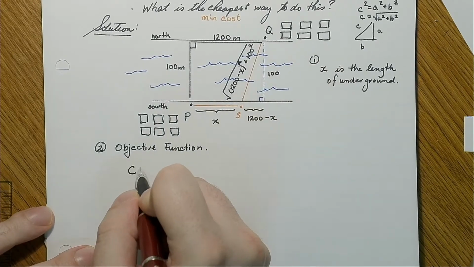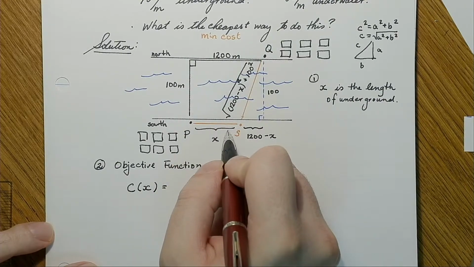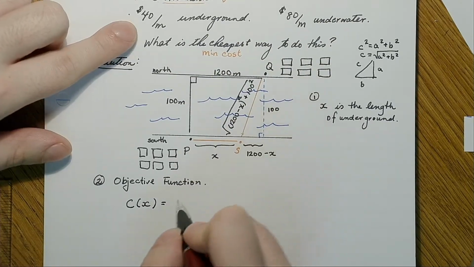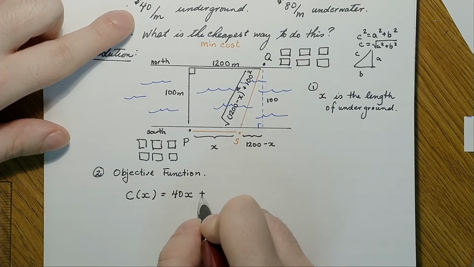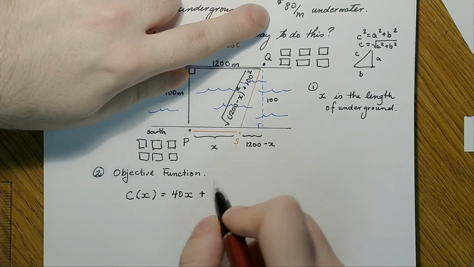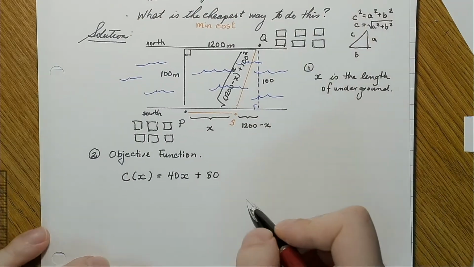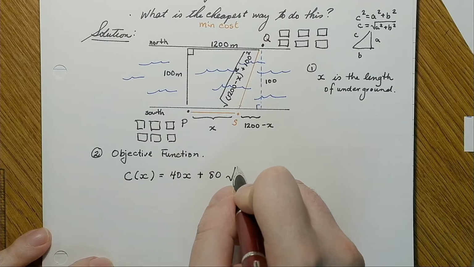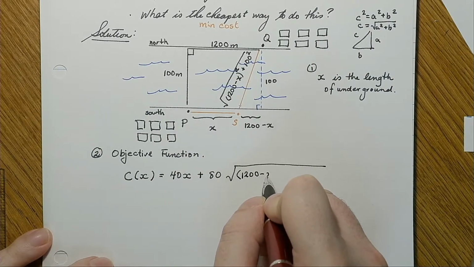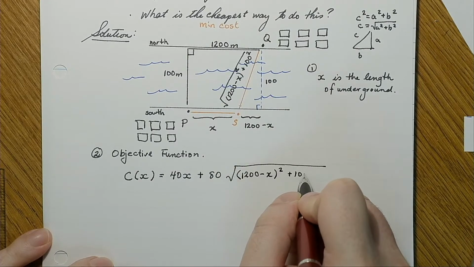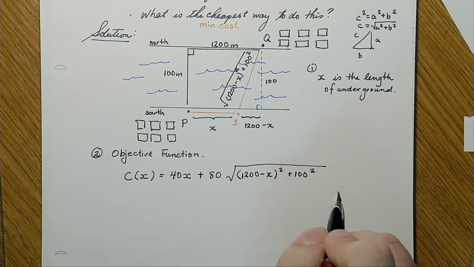So the cost function is going to be, this is the underground, so that's going to be 40 times x, plus, and then it's $80 to go underwater, which is this part right here. So that's the square root of (1200 minus x) squared plus 100 squared.